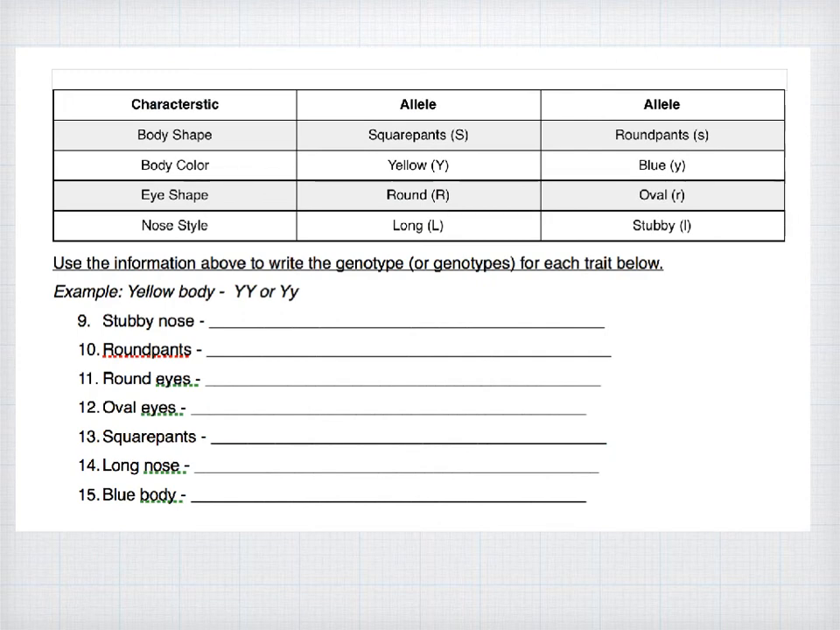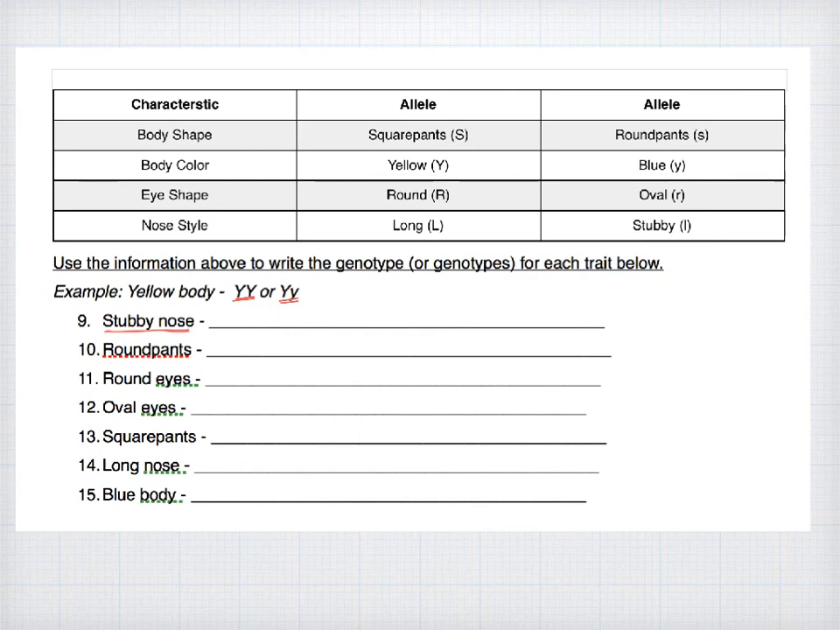Okay, so for this one, you're given a description. So it's telling you what the physical trait is, and you need to determine the genotype from the phenotype. So the physical manifestation of the trait, and you're going to figure out what the genotype could be. For example, yellow body, where yellow is dominant to blue. So yellow could either be homozygous dominant or heterozygous. Both of those would give a yellow body.